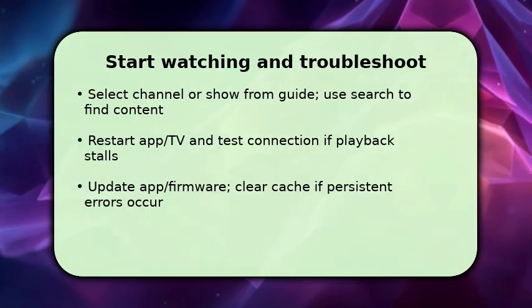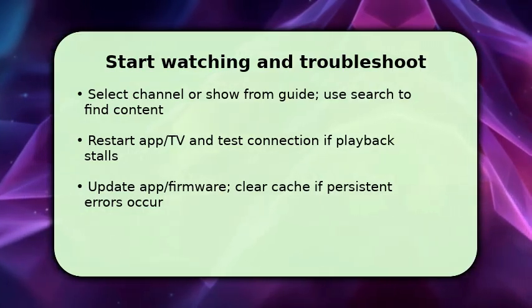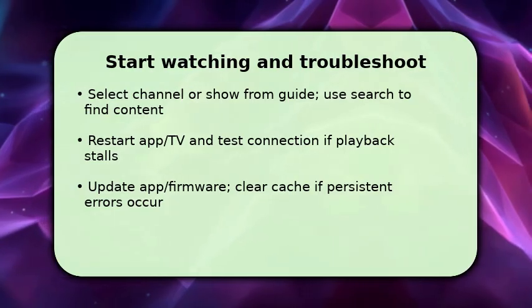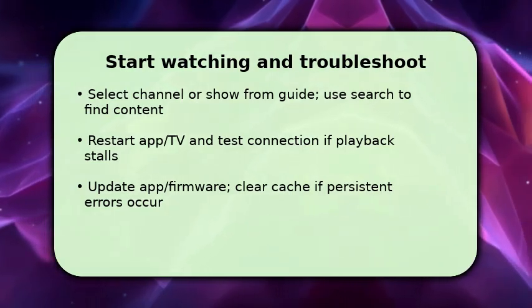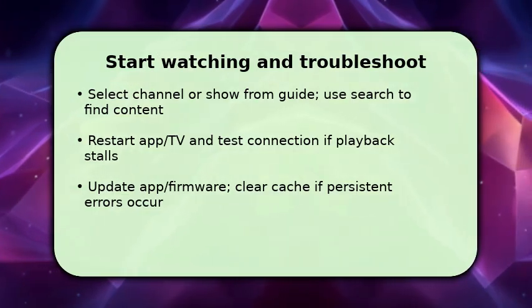If problems persist, check your internet speed, update the Jiotv app and TV firmware, and clear the app cache to remove corrupted data. If you still can't stream, try switching from Wi-Fi to Ethernet or contact support with your device model and error details.